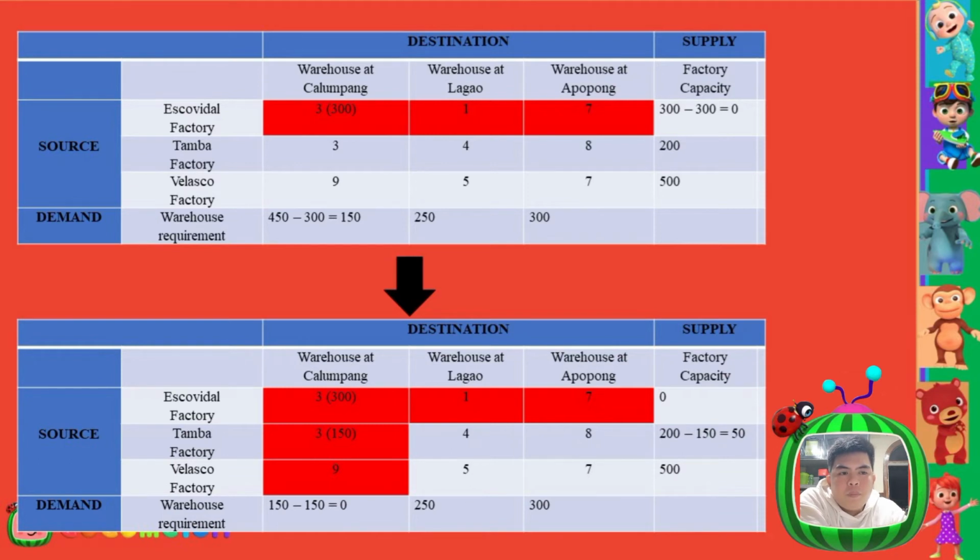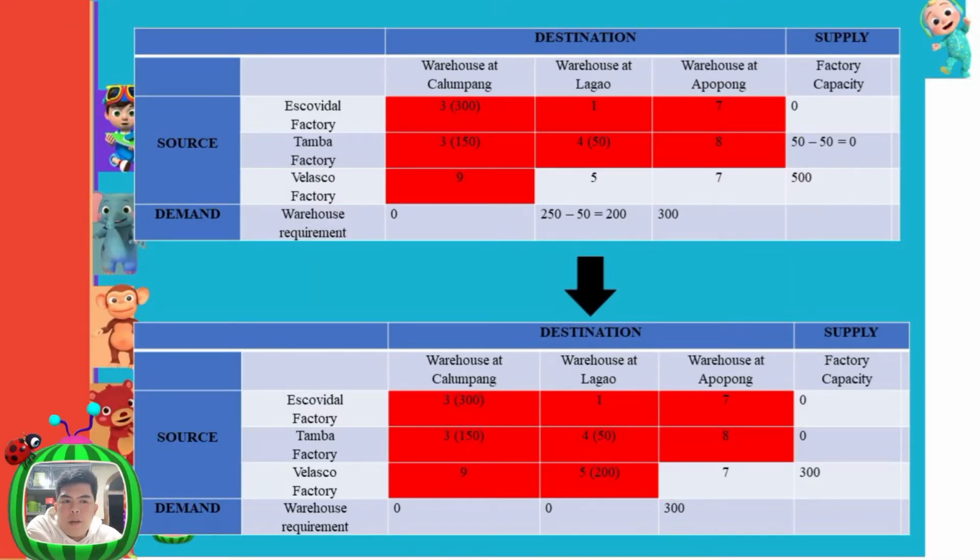And then since zero na yung demand niya, therefore i-cross out na natin yung Warehouse at Kalumpang since wala nang further allocation na pwede gawin sa kanya. And then same lang yung mga naiwan na box na hindi pa na-cross out, hanapin lang yung Northwest Corner na box, then i-apply yung step hanggang umabot sa last na box, which is maging zero na siya.